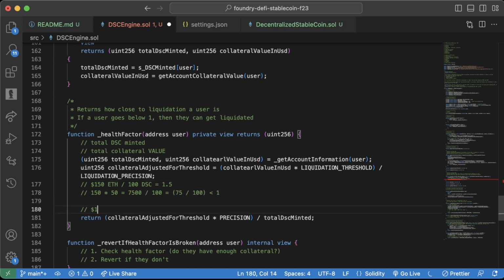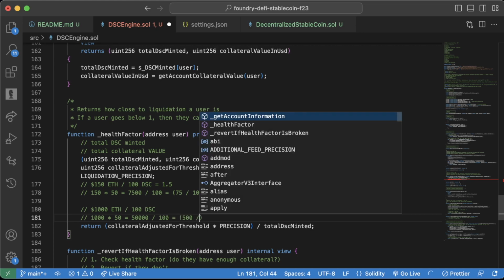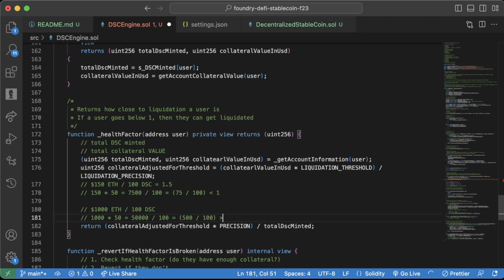Let's say they have $1,000 worth of ETH and 100 DSC. So let's do the math here. 1000 times 50 equals 50,000, divided by 100 is equal to 500. 500 divided by 100 is 5, which is definitely greater than 1, right? So this person with $1,000 of ETH deposited and 100 DSC minted would have a health factor of 5.